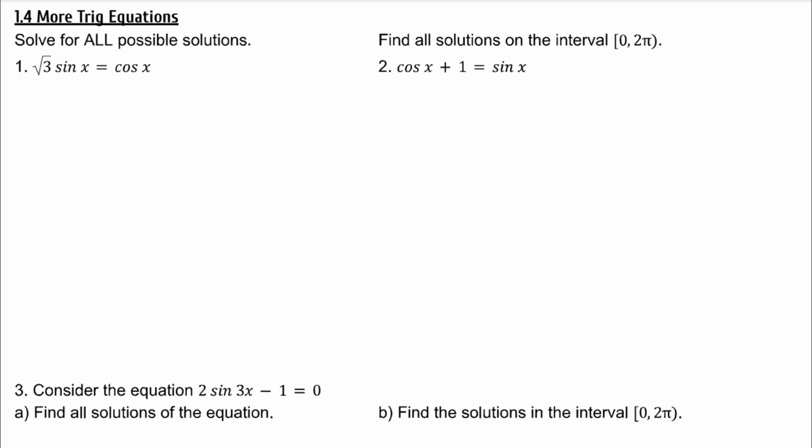Today we will solve more trig equations, including multiple angle equations. For number 1, solve for all possible solutions. For this particular equation, we have one sine term, one cosine term, and no other terms.